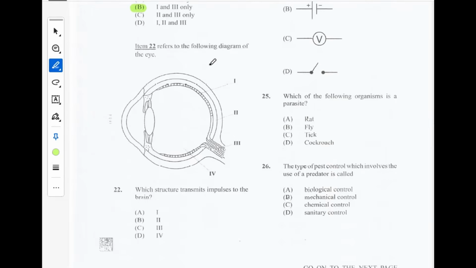Item 22 refers to the following diagram of the eye. We have 4 parts of the eye labeled. Which structure transmit impulses to the brain? It would have to be 3. That's the optic nerve they're pointing at. So 22 is C.